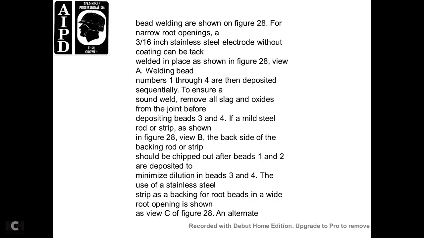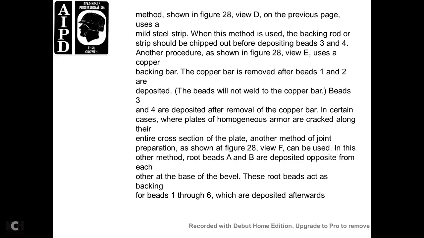and 4. Using a stainless steel strip as backing of the root beads for a wide root opening is shown in figure 28, view C. An alternate figure 28 shows the root bead welds. Alternate method shown in figure 28, view D: a mild steel strip. The method is to chip out the backing strip, then deposit beads 3 and 4.